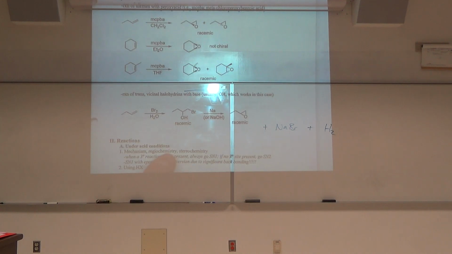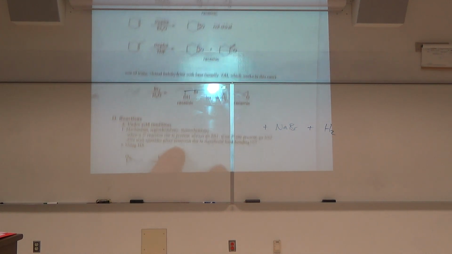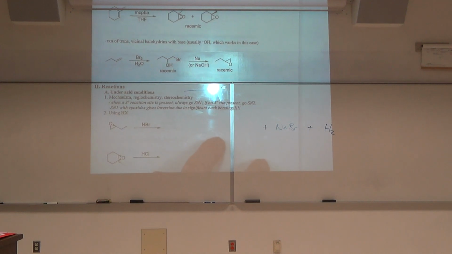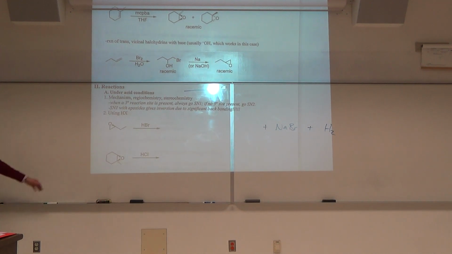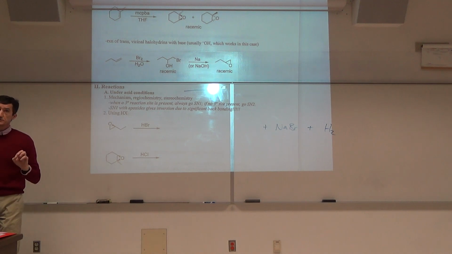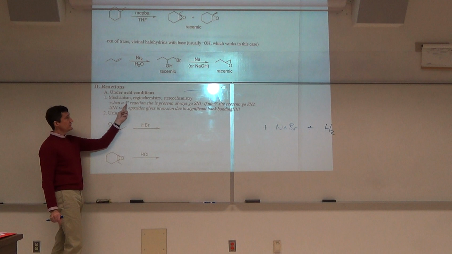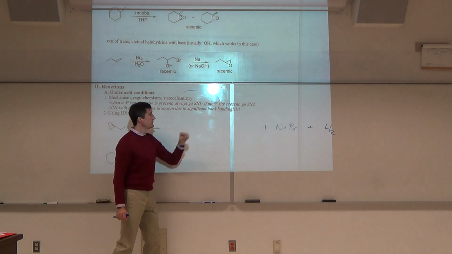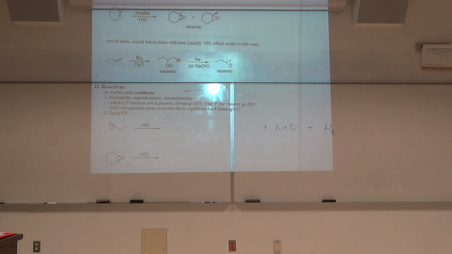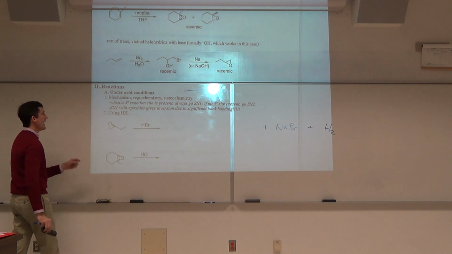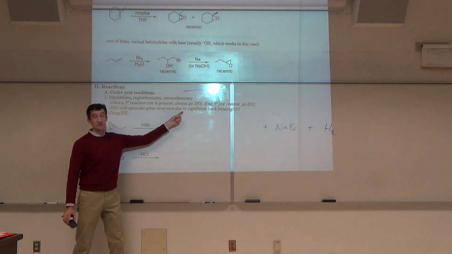Okay. Mainly review, standard chemistry. Now we see we can make epoxides that way. Lots of reactions of epoxides. First we'll do them under acidic conditions. And under acidic conditions it's going to be just like what we did on the previous page. We're going to have the same statement. When we have a tertiary reaction site, go SN1. If no tertiary site, go SN2. But with epoxides, we have something unique in terms of stereochemistry. SN1 with epoxides gives inversion.